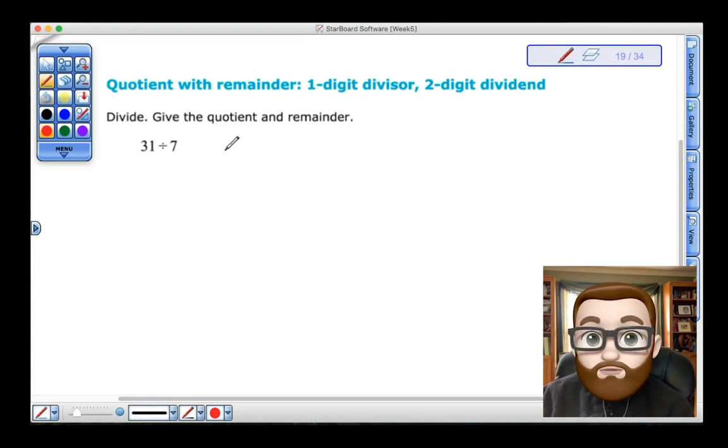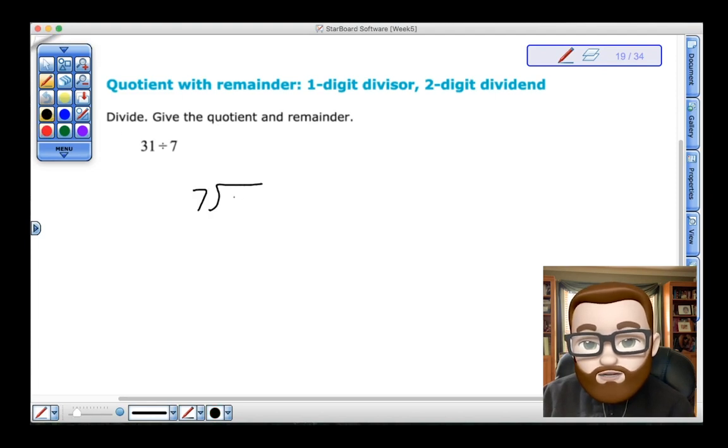So we want to rewrite this to look like the more familiar 7 going into 31. Now what's different about today's examples is that you are going to have remainders this time. So 7 does not go directly into 31, that will not work. Anyway, so 7 can go into 31.